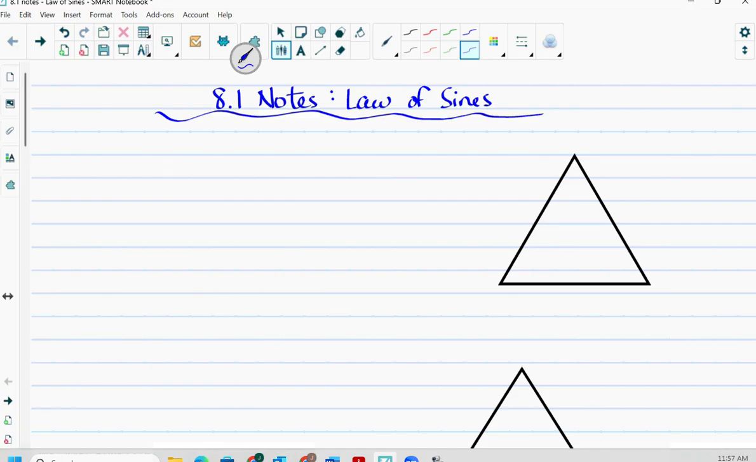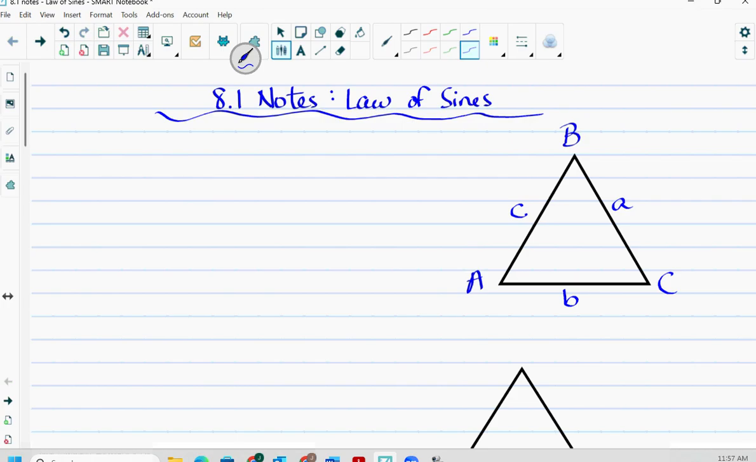All right, guys, let's label our triangle. We're going to use capital letters for the angles and then corresponding lowercase letters. So across from angle A will be side A. Across from B is little b. Across from C is little c.